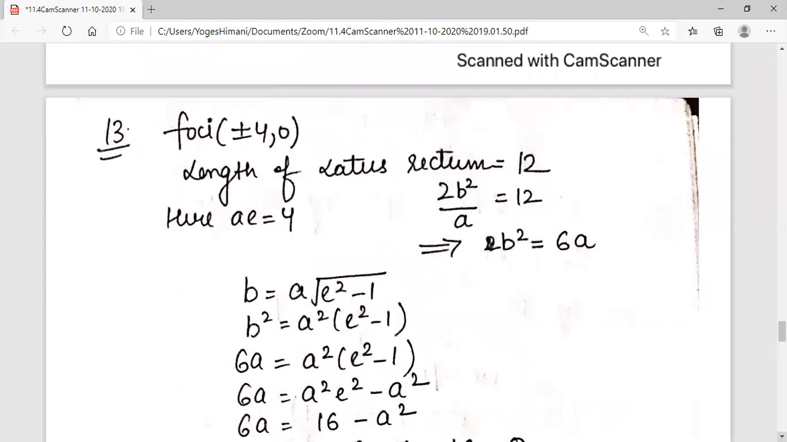Question number 13. Whatever questions are left, students, you have to try each and every question. Why am I leaving them? For practice, because the questions are totally the same. Only the values change, and you have to practice the questions. Okay. Now, question number 13.